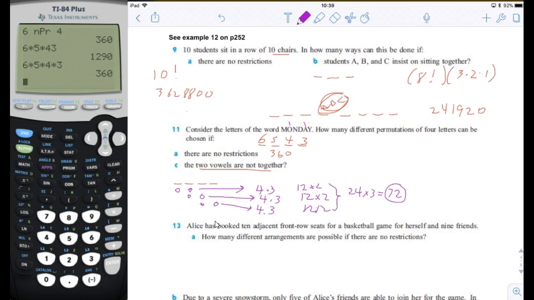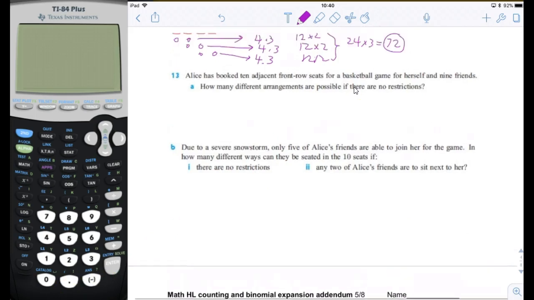Okay, so there's really 72 ways to have O and A next to each other in these 4 slots. Then we compare that to the total number of ways to have these 4 slots filled with any letters. And so the different ways of filling in the 4 slots where 2 vowels are not together would simply be 360 minus 72, which would be 288.